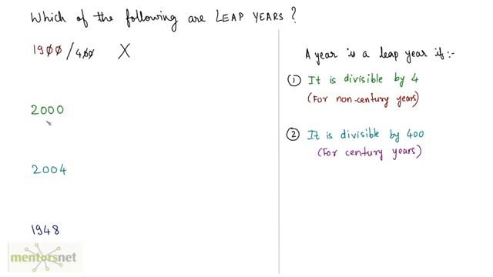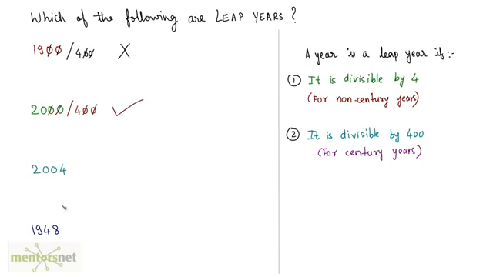Now let's see whether 2000 is a leap year or not. Well, 2000 is again a century year, so I need to check if it is divisible by 400. So divide it by 400, cancelling out these zeros. 20 is divisible by 4, right? 4 times 5 is 20. So this is a leap year.